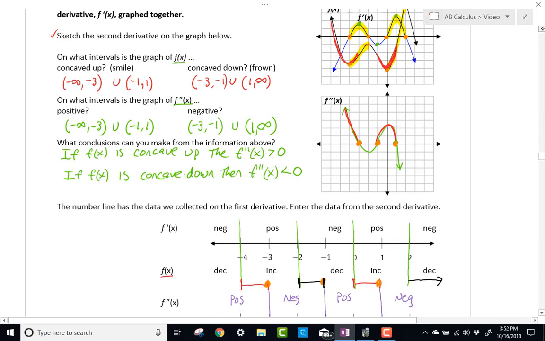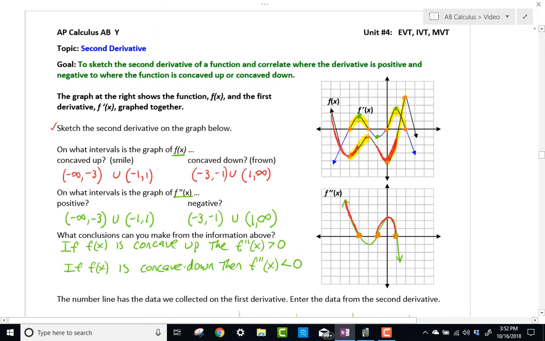Go back up to the graph of f. Look at those same values on f. Now I'm going to do some erasing on f just so I can sort this out for you a little bit nicer here. Okay, so we're going to get rid of some of this stuff on f. Now, look at the same values on f: -3, -1, and +1. So that is where f changes concavity.